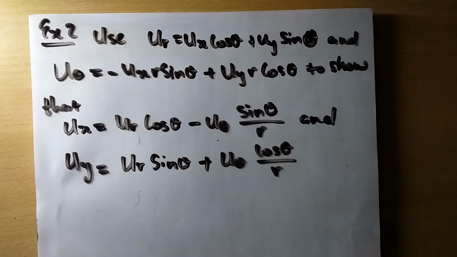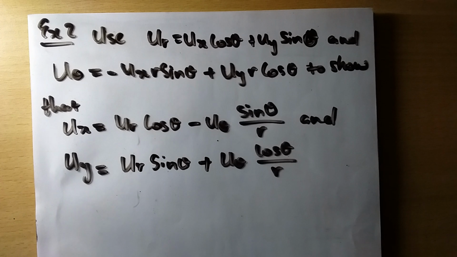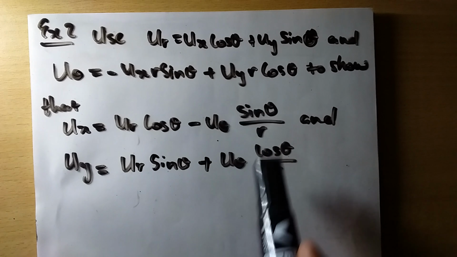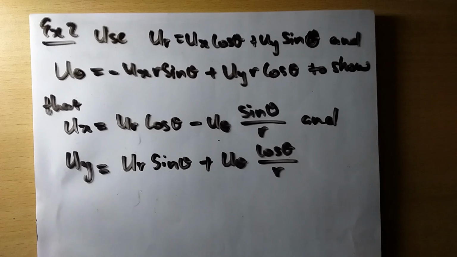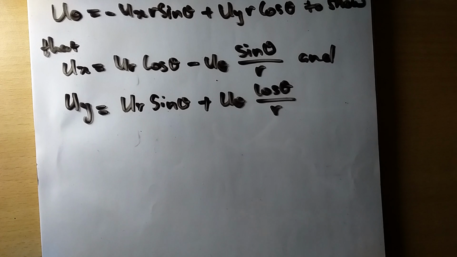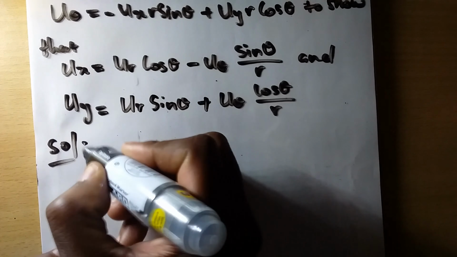So the question we have there, we say that we should use U_r is equal to U_x cos θ plus U_y sin θ, and U_θ is equal to negative U_x r sin θ plus U_y r cos θ, and show that this is true and that is true. If you're given two equations and you need two unknowns, then that is a simultaneous equation. So let us have that solution.